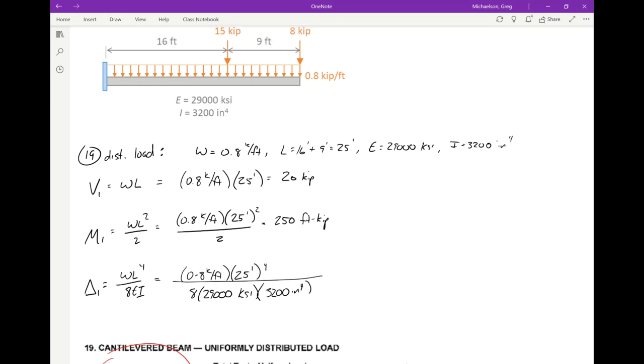And as for our conversion factor, don't forget that, we need that here. And 1728 is the conversion factor for deflections, period. It doesn't change if you're using point loads or distributed loads or anything like that. And so when you chug this out, you should get an answer of 0.727 inches.